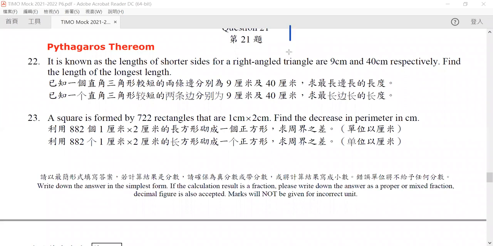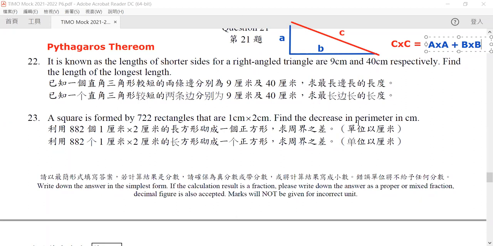Let me draw, because we need to state the Pythagoras theorem first. Now, if we have a right angle triangle with sides A, B, and C, where C is the hypotenuse, the Pythagoras theorem says that the lengths of these three sides are related. C multiplied by C is exactly equal to A multiplied by A plus B multiplied by B, in other words, C squared equals A squared plus B squared.